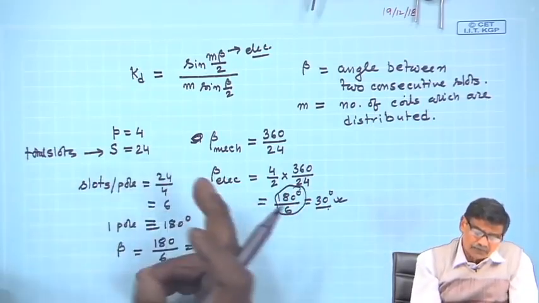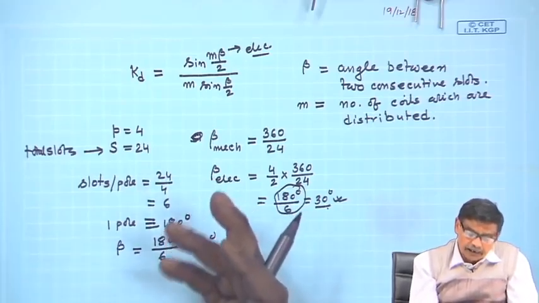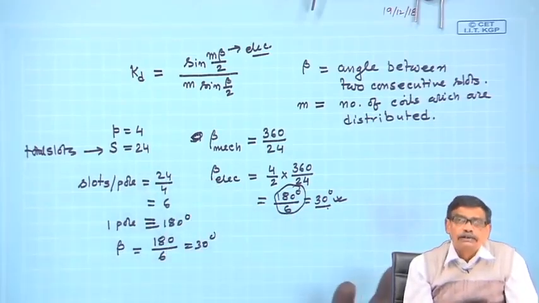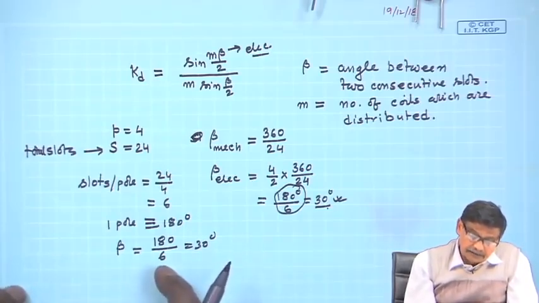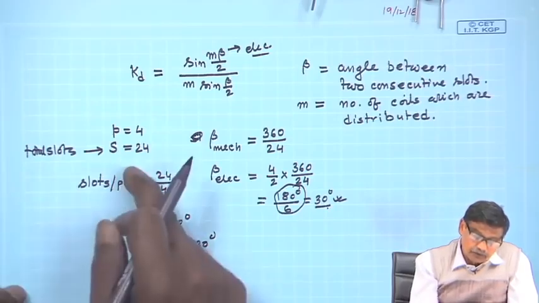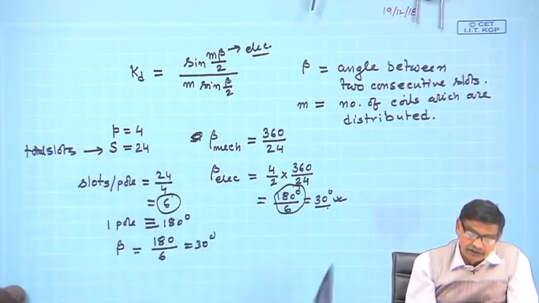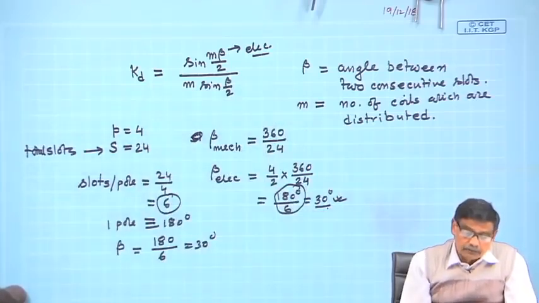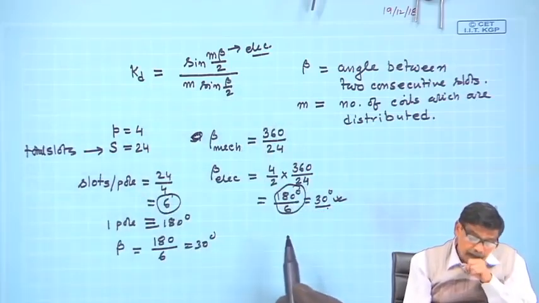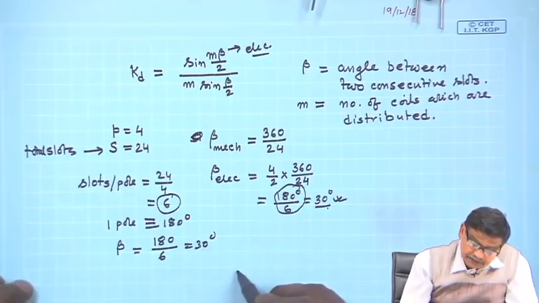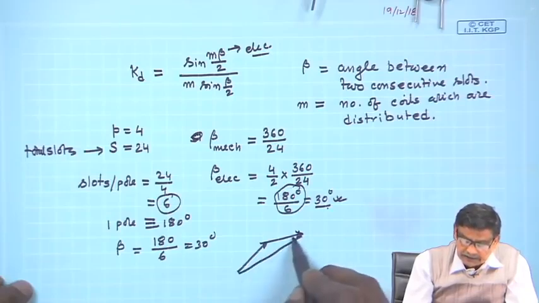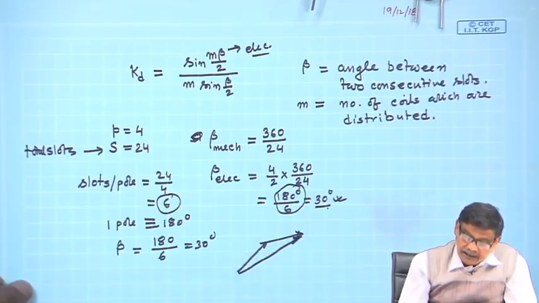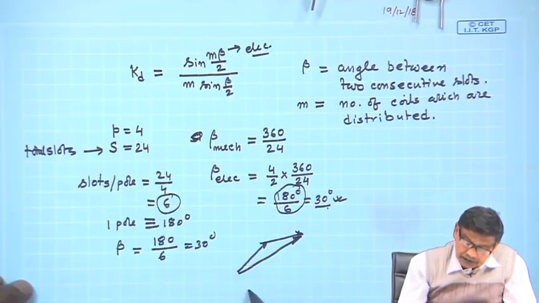I mean, total number of slots, slots per pole, you calculate, that is equivalent to 180 degree electrical, then divide by that slots per pole, that is 6, you get 30 degree. So, this is how you calculate, and then the induced voltage phasors in case of distributed coil. I will just tell you, review this. This is the resultant voltage for 2 coils, and if these 2 coils were not distributed, resultant voltage would have been this.